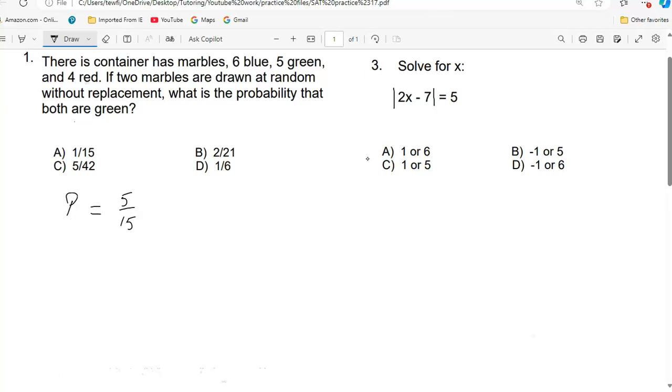And what is the probability of the second one to be green? How many green are left? 4. And what is the total? 14. So multiply by 4 over 14. And when you simplify that, that is 1/3 multiplied by 2/7. So the answer should be 2 over 21.